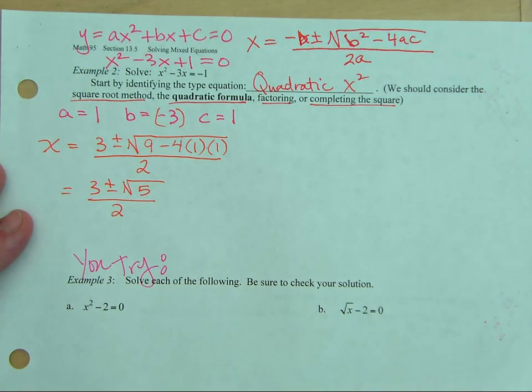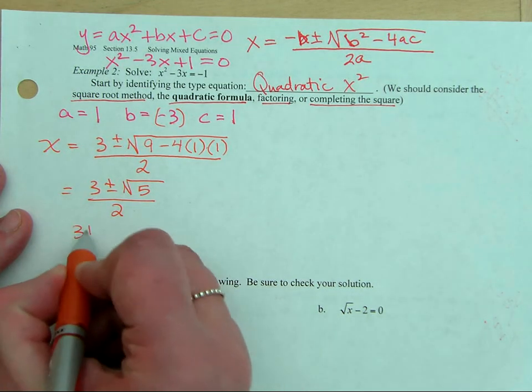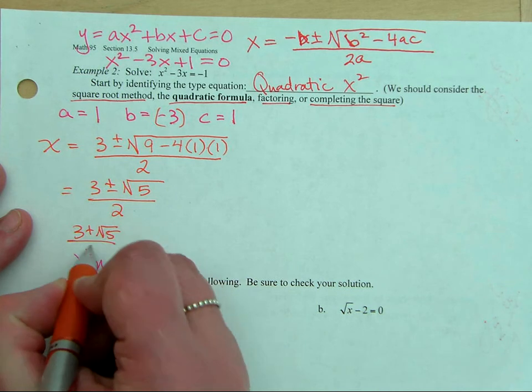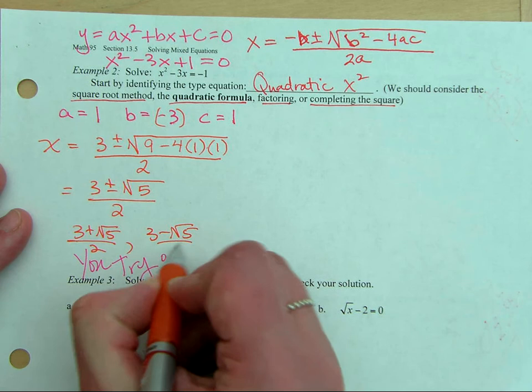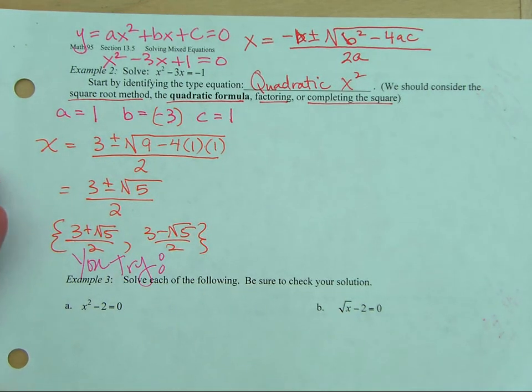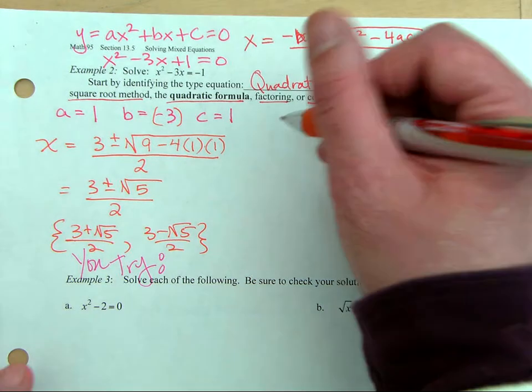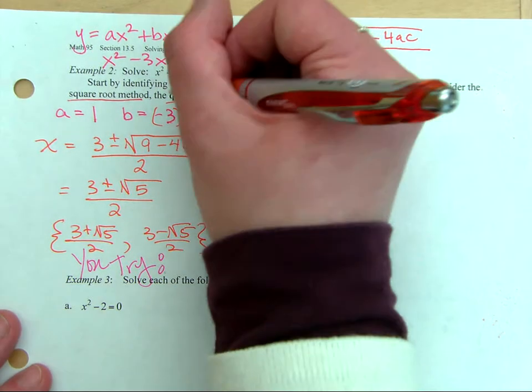Does everybody see where I got 5 from? And 5 is not a perfect square, so this is the answer. You have two different answers, 3 plus the square root of 5 over 2, and 3 minus the square root of 5 over 2. Those are our two solutions, and what I'm going to show you in a minute is how you might be able to check that using Desmos. I did want to show you how this would work. That's the quadratic formula, okay, this method.